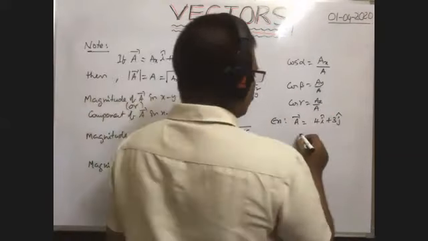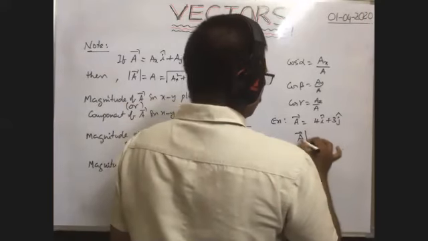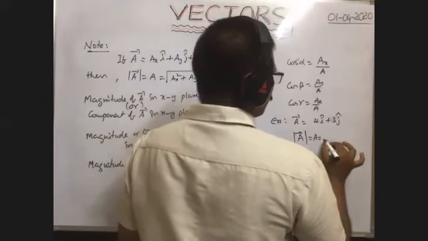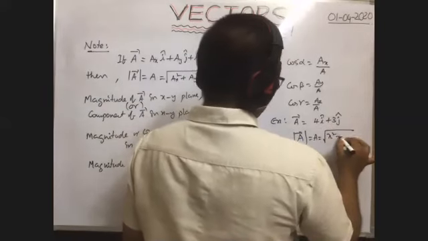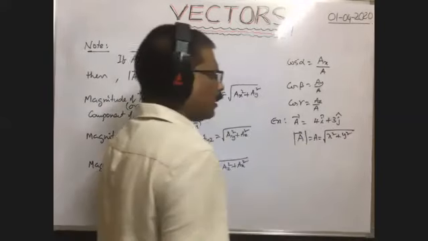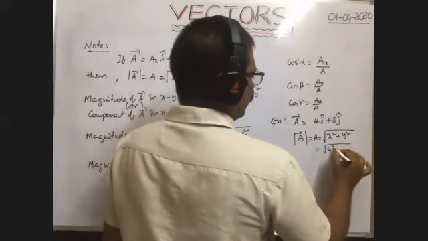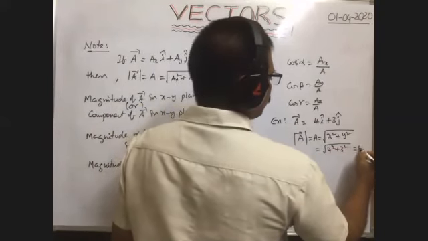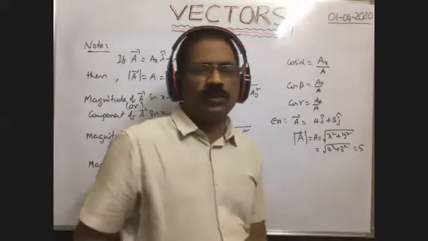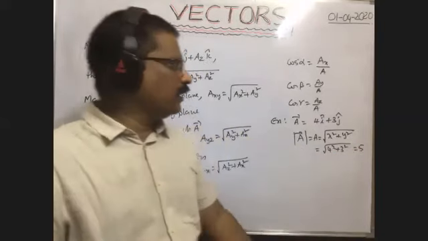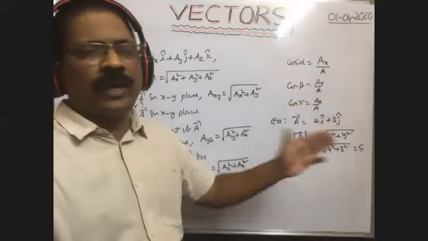Magnitude of this vector means directly the modulus of a bar. That means a, which is equal to square root of x component square plus y component square. This is equal to square root of 4 square plus 3 square. That is equal to square root of 16 plus 9, 25 under root, which means 5. That's why the magnitude of this vector is equal to 5.